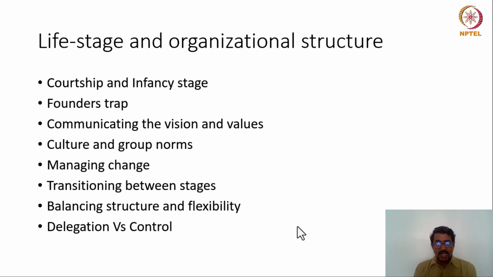Like I said, transition between stages is very, very tough. If an organization fails to make the transition from one stage to another, there is a chance that it will stagnate or fail in that stage. And also at every level, you need to balance structure and flexibility, which means you need to create structure, but at the same time you cannot become too rigid on the structure.